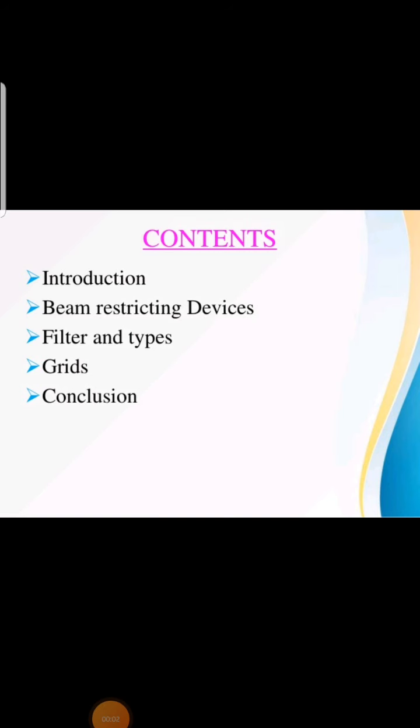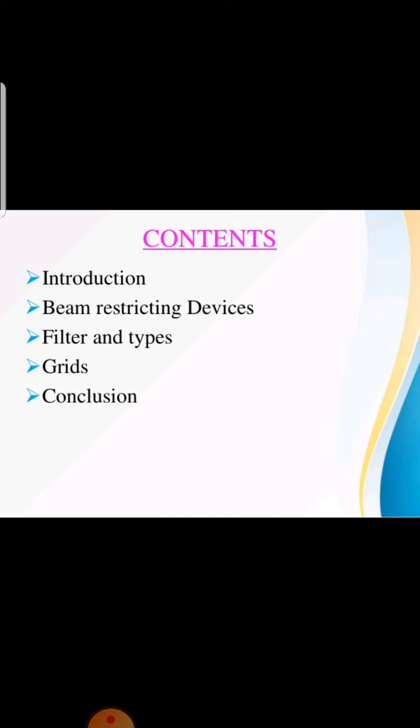In today's lecture, we will discuss the beam restricting devices. Previously, we discussed the filters and their types, and we have also discussed the grids. And we know that we use these devices to not only reduce the amount of radiation to reduce the patient dose, but we also use these to help improve our contrast. So the beam restricting devices also have these functions. They not only reduce the patient dose, but they also improve the contrast of your radiograph.